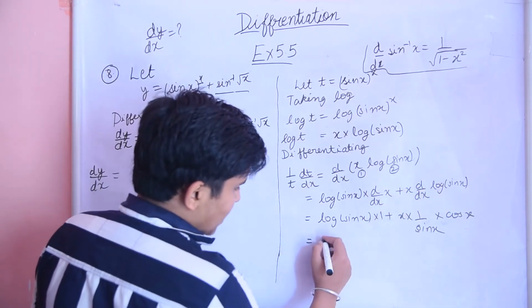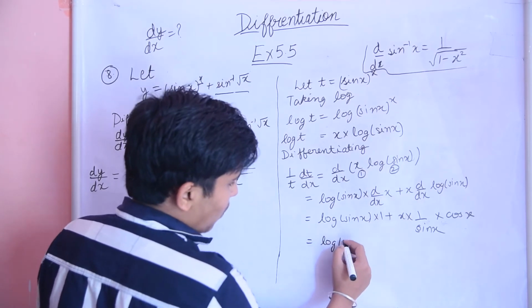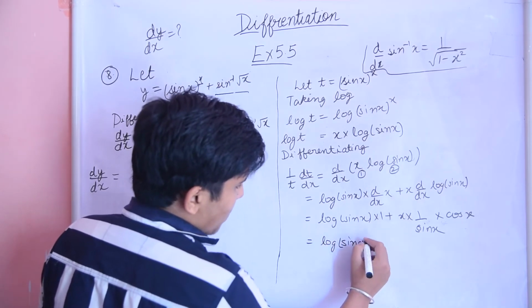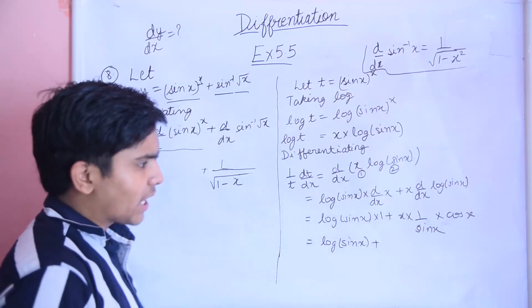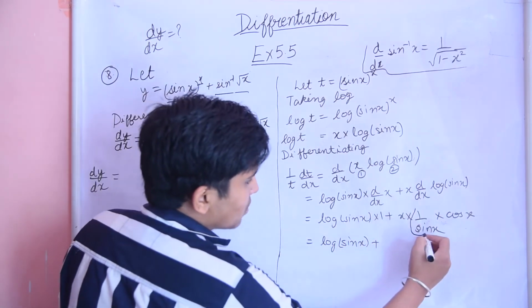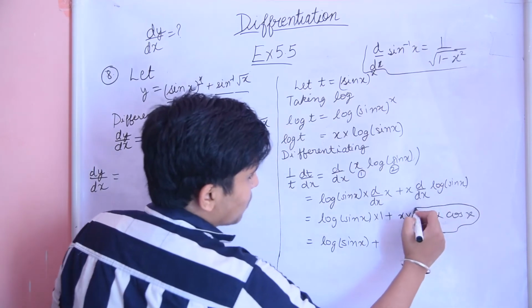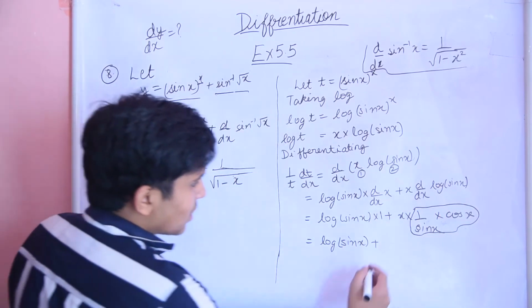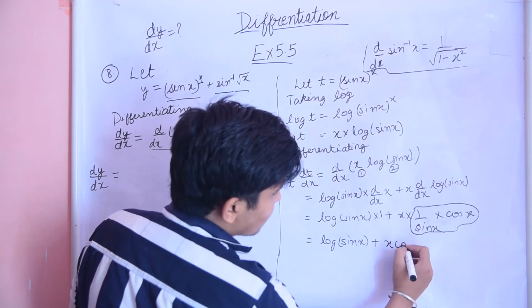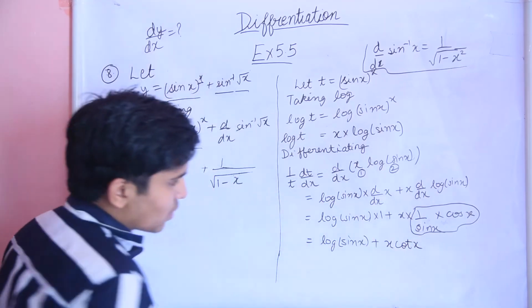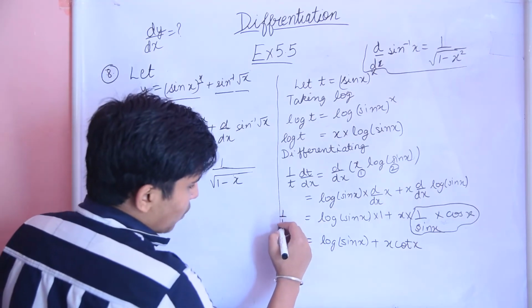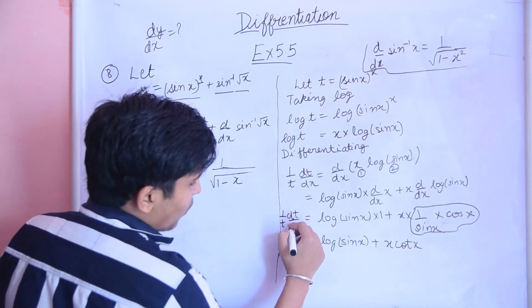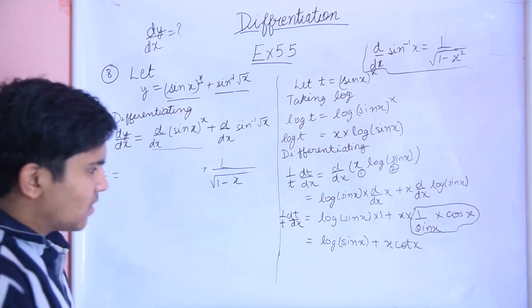So now simplifying this, we have log sin x plus x into cos x upon sin x. Cos x upon sin x is cot x. So we have x cot x. And in the LHS we have 1 upon t dt over dx.